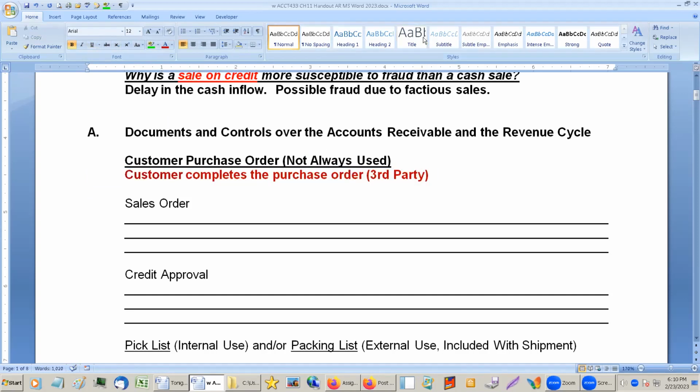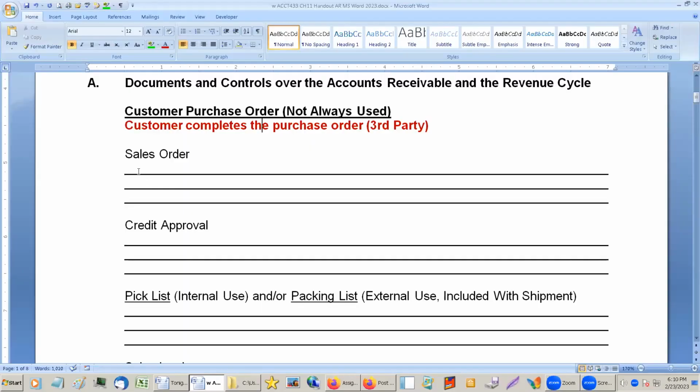Like when you go to the store, you don't buy milk and say, oh, here's the purchase order for that milk, because you bring it up to the register and they run it through. So purchase orders are not always used. Sales order.